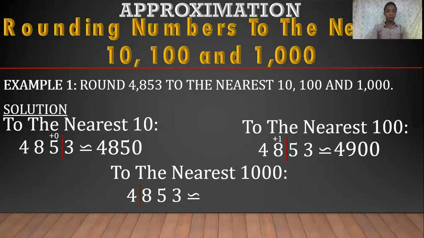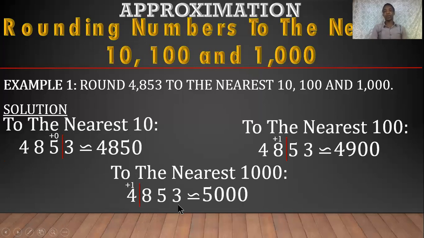So I round up. Rounding up, I'll add 1 to my 4, which is at the thousandth place value. So that will be 4 plus 1 right on top. So my answer will be 4 plus 1, 5. Then every other number after the line will change to what? So I'll be having zeros, 0, 0. So my answer is what? 5,000.